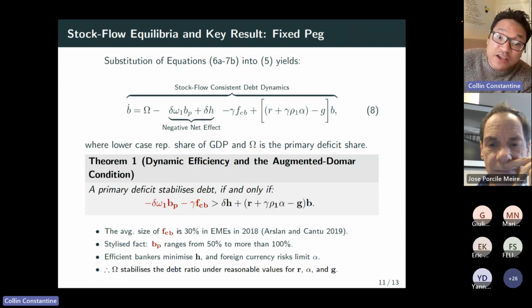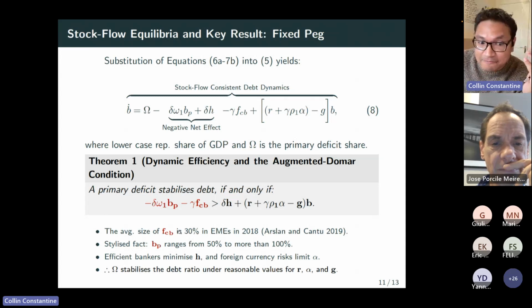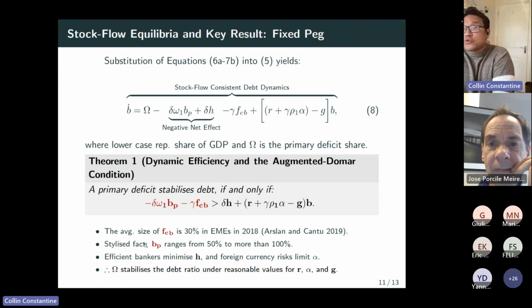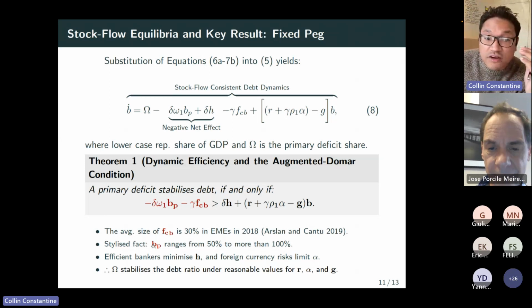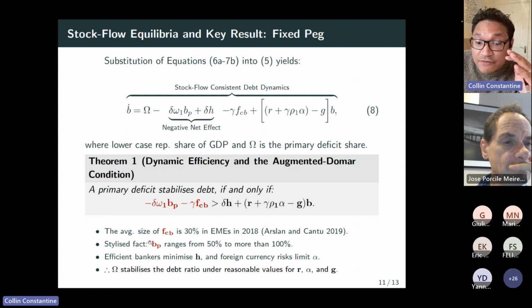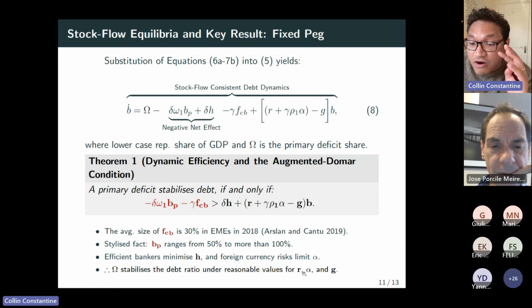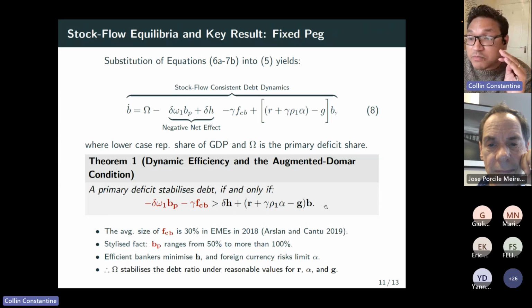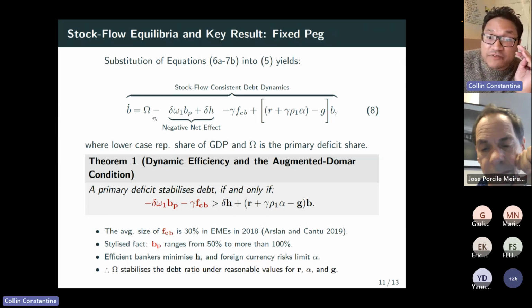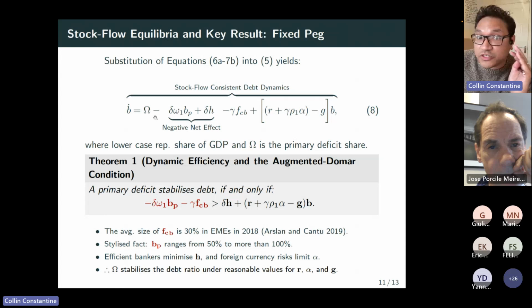But we do know developing economies hold lots of foreign assets, yeah? The stylized fact in terms of private sector debt can range from 50% of GDP to more than 100% of GDP. So we're talking about specifically large values here. In my view, given reasonable parameter values for R, alpha, and G, this will unambiguously be positive, such that a primary deficit will stabilize the debt to GDP ratio.